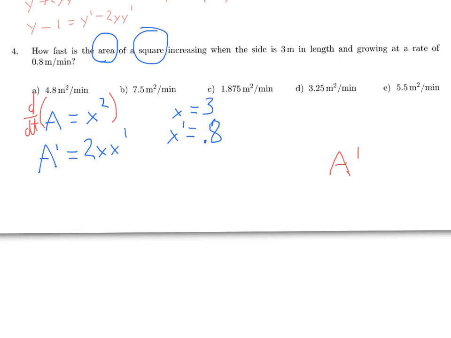Now we plug everything in. A prime is equal to 2 times 3 times 0.8. And that gives us 4.8 meters squared per minute.